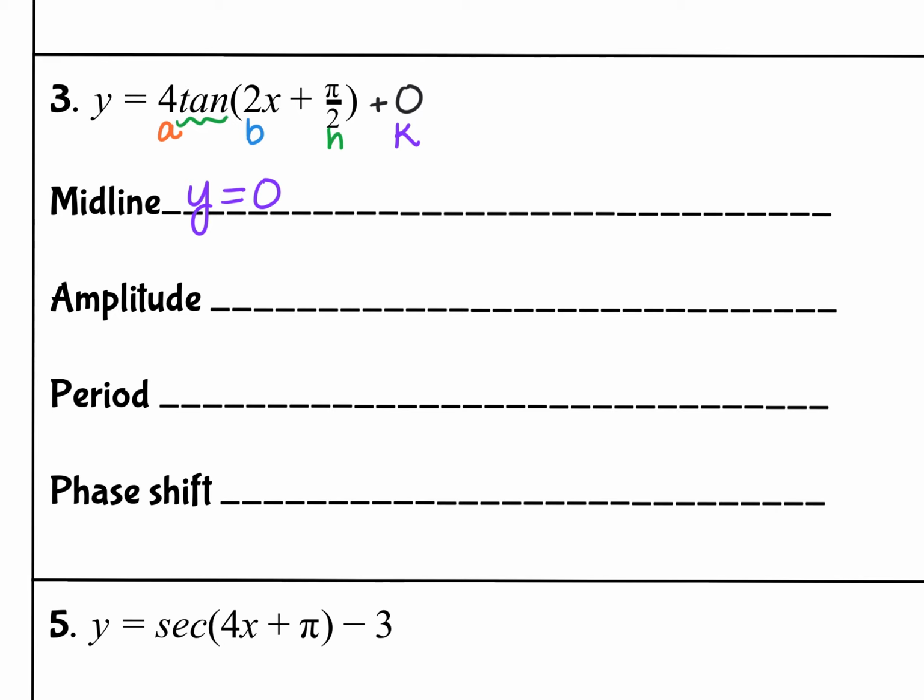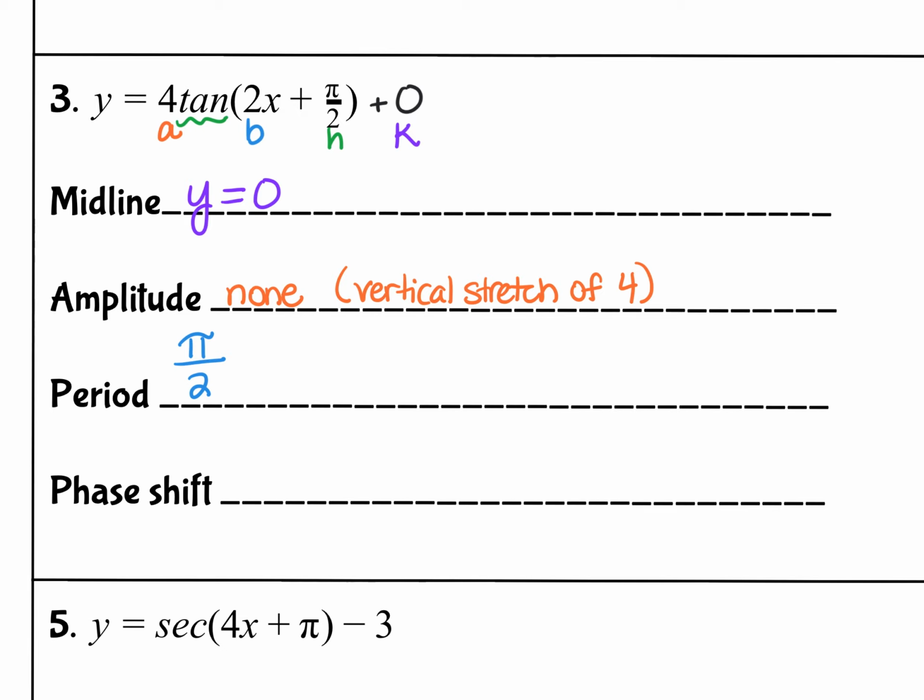Amplitude, with tangent there really isn't an amplitude. So there's no amplitude. However, in parentheses here, I'm going to write there is a vertical stretch for this function of 4, because that's what our amplitude is really telling us anyway. And then the period of our function: we take our default period, which for tangent is pi, and we divide by b. That's our period, pi over 2.